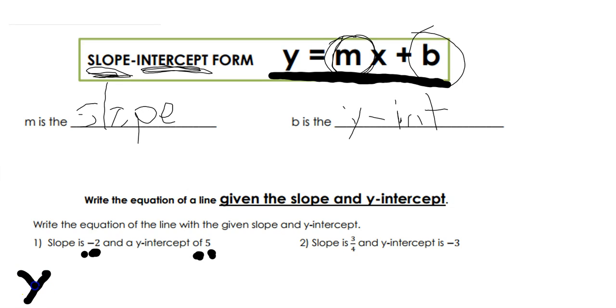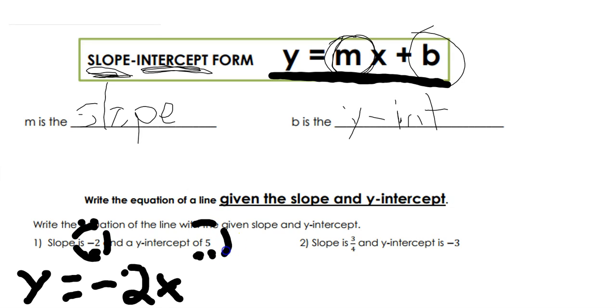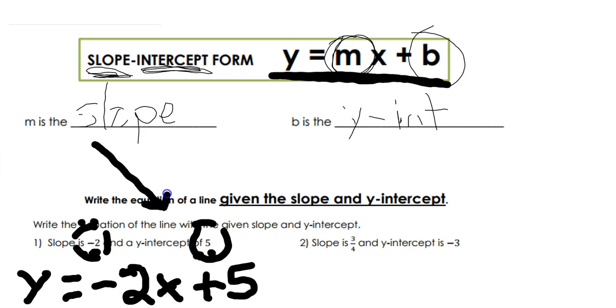We want to write y is equal to m, which it's telling us in the problem is -2. And then we're always going to multiply our slope by x. So the rate at which x is changing, we're going to multiply by x. And then we're going to add in our y-intercept, which is 5. So our equation with a slope of -2 and a y-intercept of 5 would be y equals -2x plus 5.